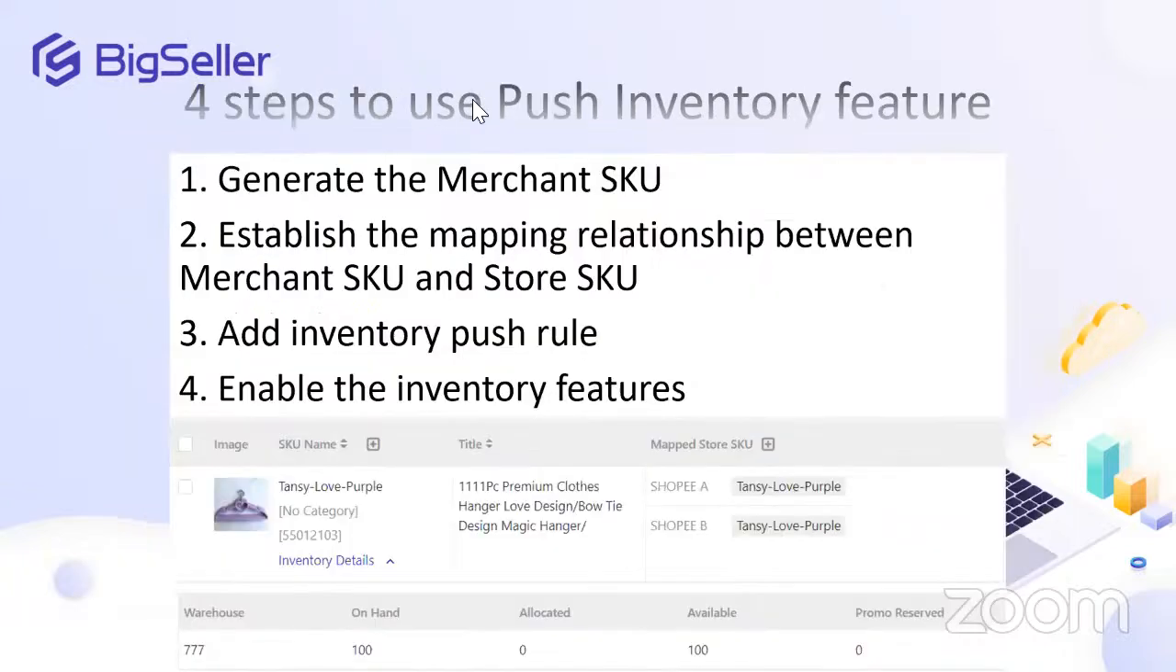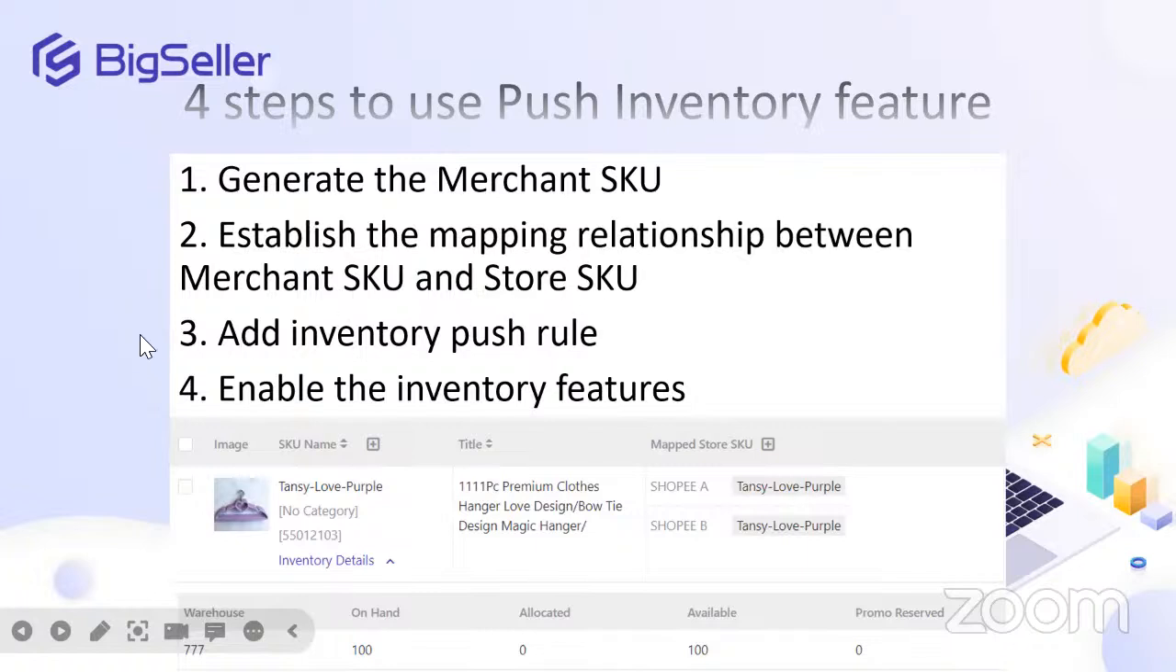Okay, and here is how to use our push inventory feature. Here we have 4 steps. The first step is to generate the merchant SKU. You need to give all of your product listings an ID number, a Big Seller ID number. We call it merchant SKU here. And second step, you need to establish the mapping relationship between merchant SKU and store SKU.